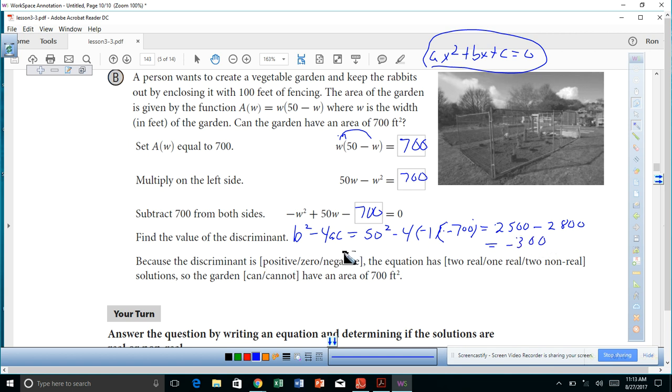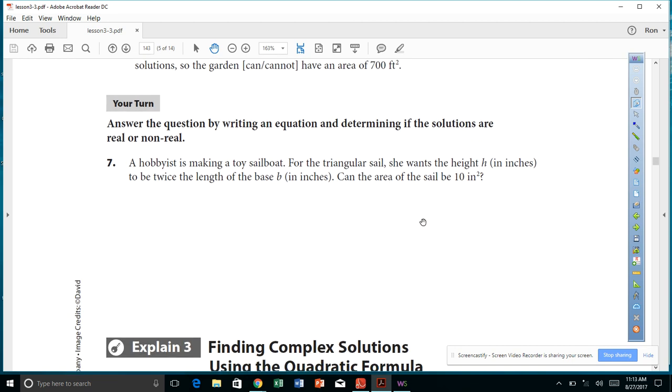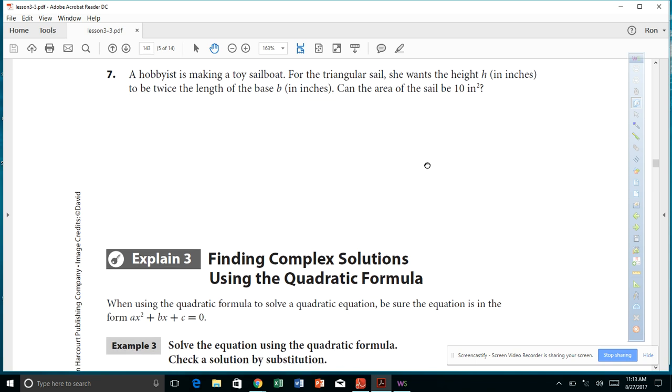Because the discriminant is negative, the equation has 2 non-real solutions. So the garden cannot have an area of 700 feet squared. With these dimensions, it can't. That doesn't mean that you couldn't with other dimensions, but it can't with this dimension. Your turn. Answer the question by writing an equation and determine if the solutions are real or non-real.